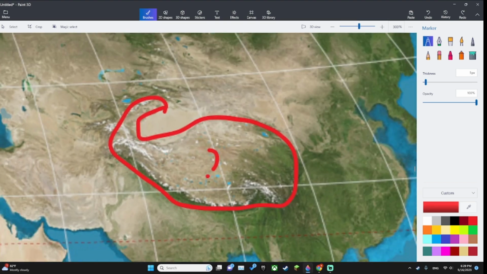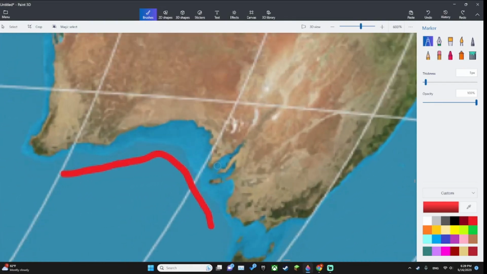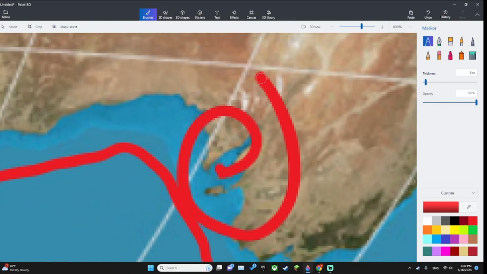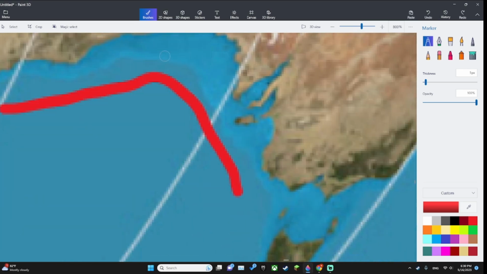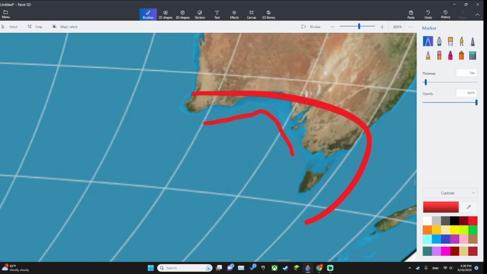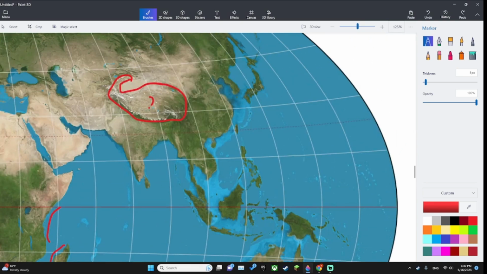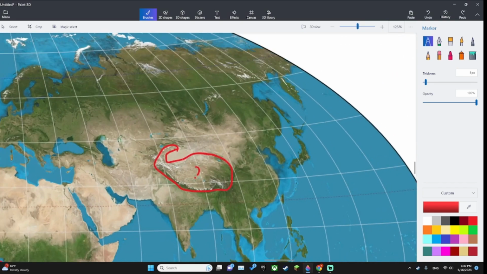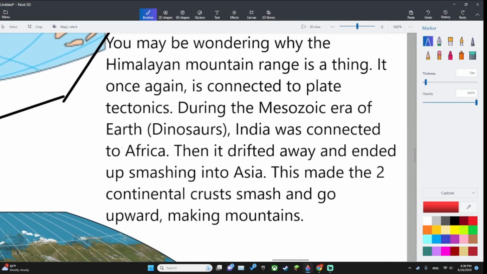And you also might wonder why the Himalayas aren't there. And this part of Australia, I forgot this area. I'm not good at history totally. I know this is Perth, but it looks like this southern area will connect here kind of. So the Himalayas, right? You might be wondering why that thing is a thing.